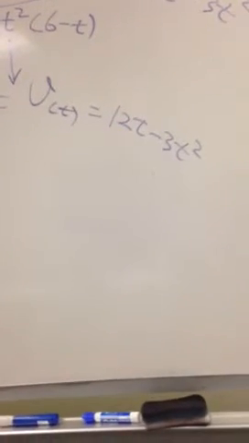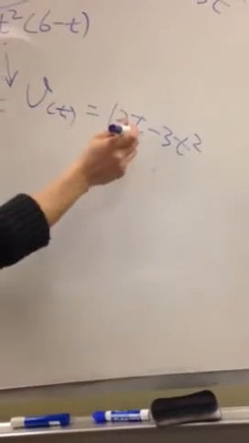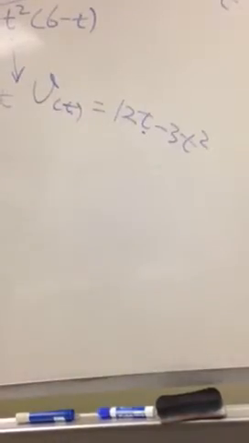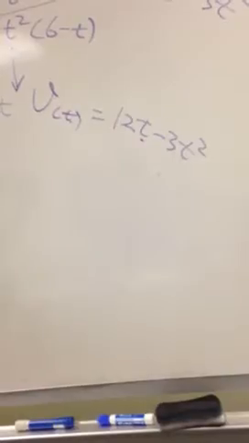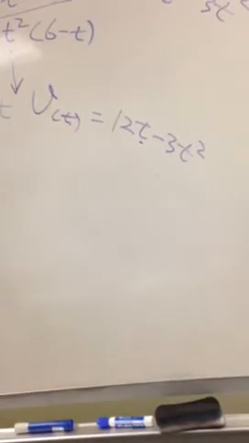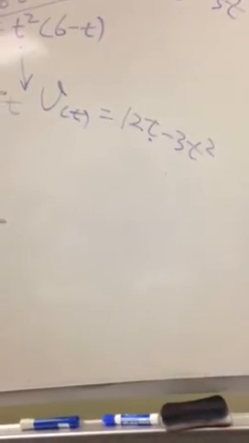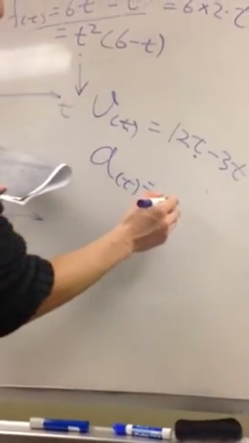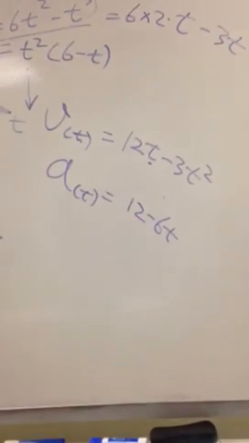That would be the velocity at different time points, at the t time. And then you have to take the second derivative to get the acceleration, right? That would be the derivative of the velocity. So it's gonna be 12 minus 6t. That's the acceleration.